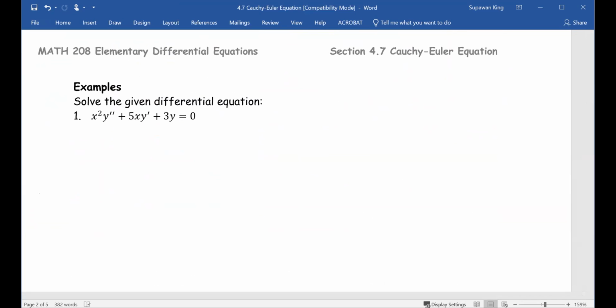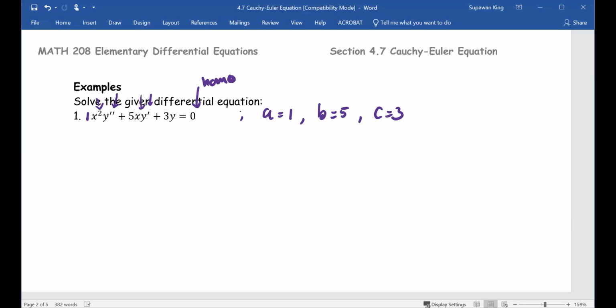All right, let's see the first example. The first one here, we have the differential equation in the form of x squared y double prime plus 5x y prime plus 3y. You can see this is second order with second power, first order with first power. We have a, the coefficient of the highest power, is 1, b is 5, and c is 3. And this is the homogeneous Cauchy-Euler equation.